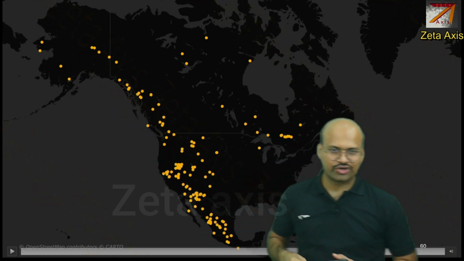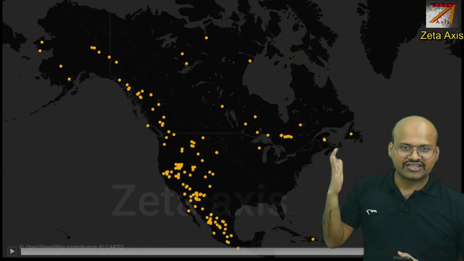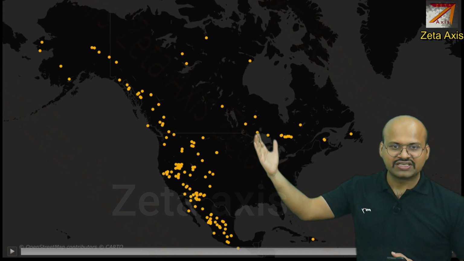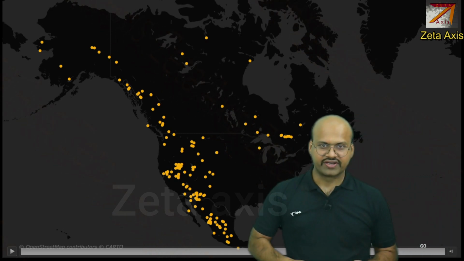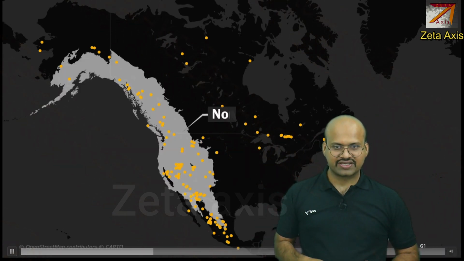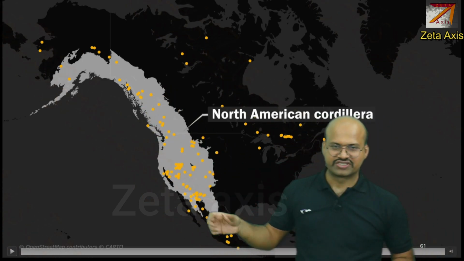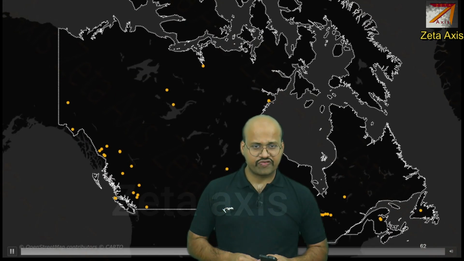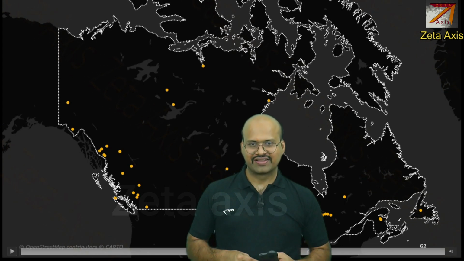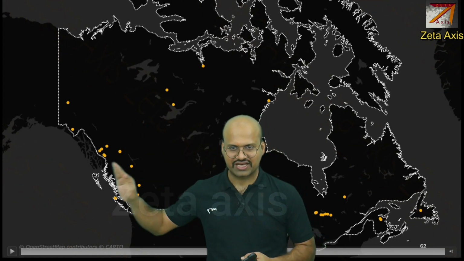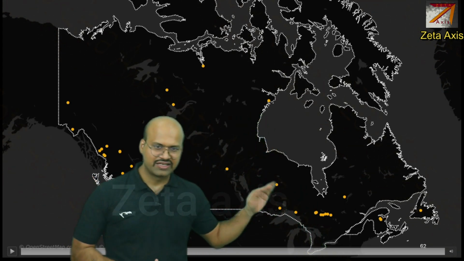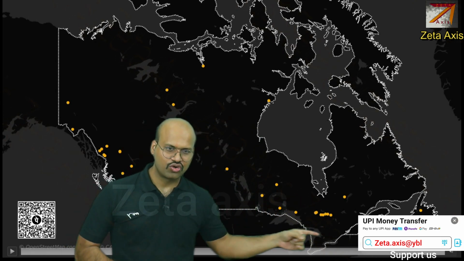We see significant deposits, and then here in the Great Lakes region, we see some deposits of gold over here. As we have already discussed, this is the North American Cordillera region where most of the deposits are located. Now, if we see the gold deposits in Canada, then we can clearly see that most of the deposits are in the western side and then in the eastern side. Here are also the gold deposits.